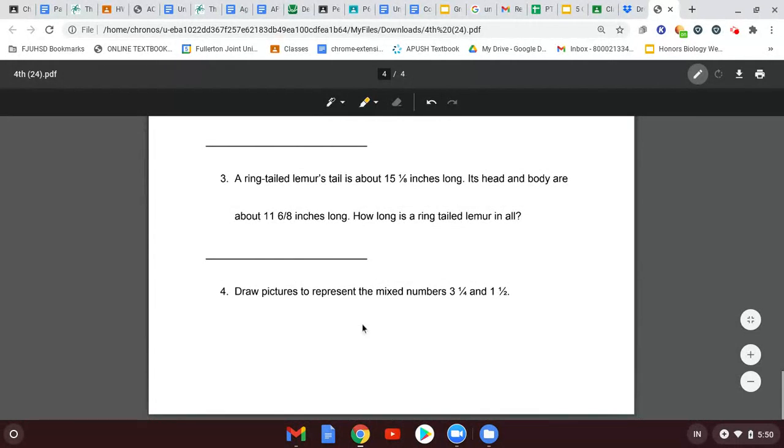So pizza. For this, I would recommend doing pizzas. So for example, let's do 1 1/2, because that's the easier one. So that's 1 whole, right? And then a half.